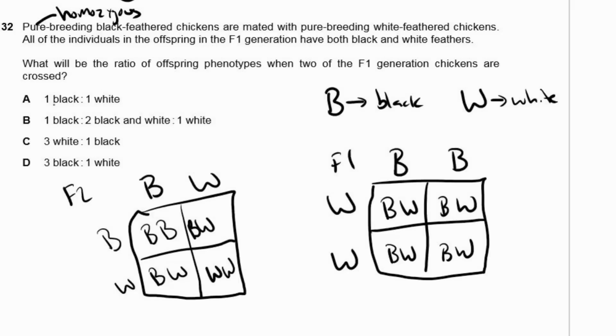So that is, these two are black and white, and this is white. So one black, two black and white, and one white. That looks like the answer. The answer is B.